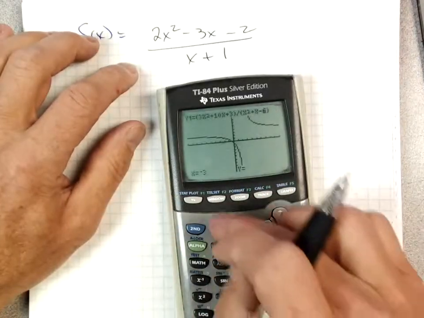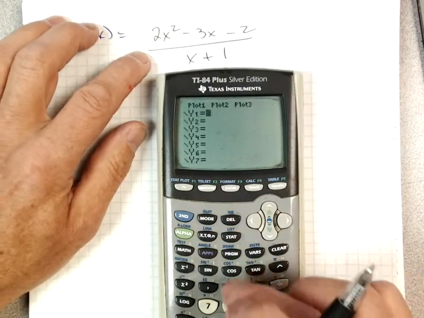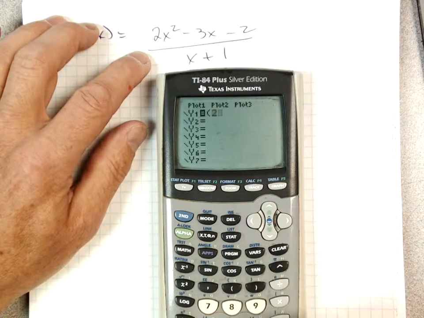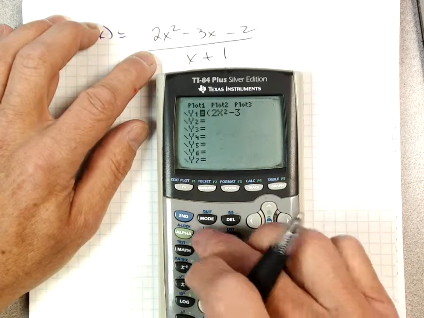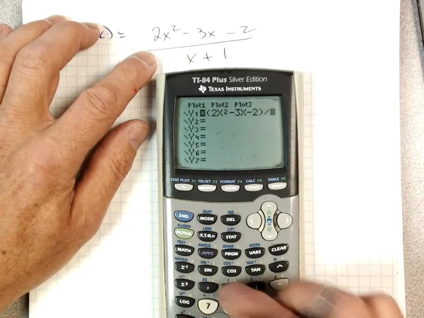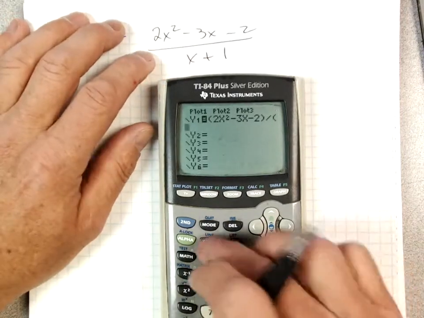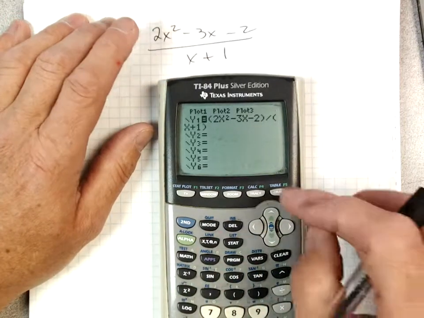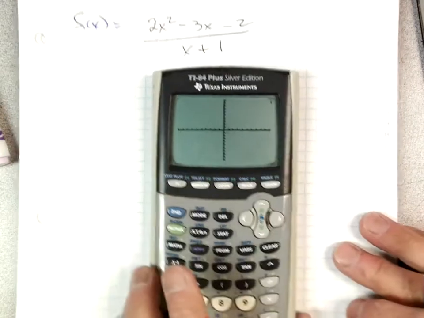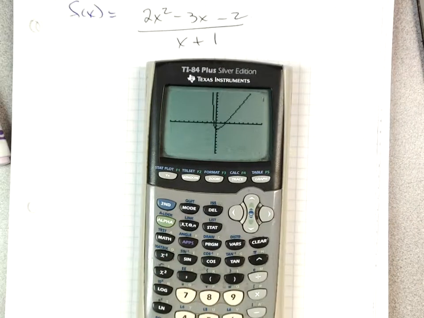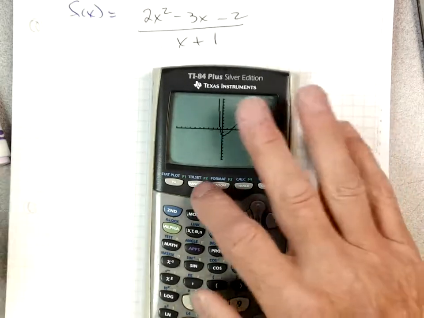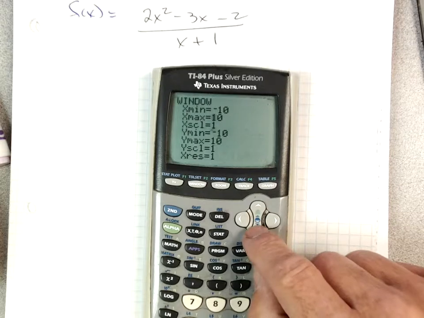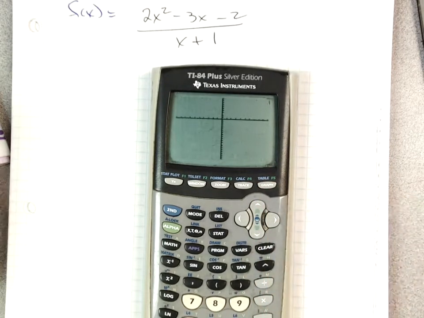So go back into y equals, clear. I'm going to go parentheses, 2x squared minus 3x subtract 2, divided by parentheses x plus 1. Okay, let's graph it. Alright, we're missing some of it, so let me fix my window. I'll go down a little bit more. Let's go negative 20. Let's graph it. Ah, there we go. That's what I want to see.